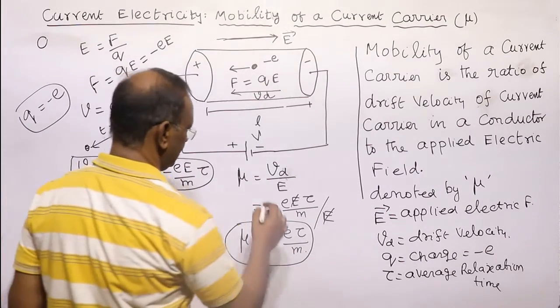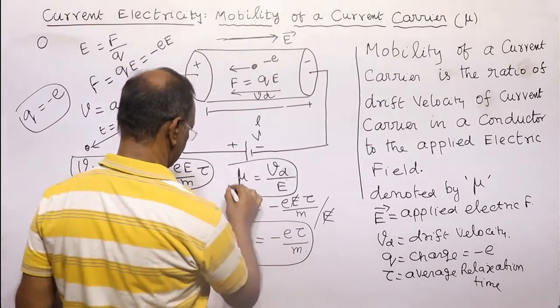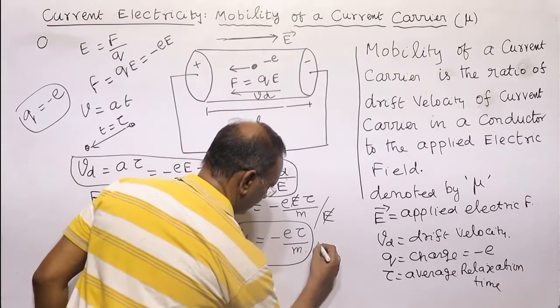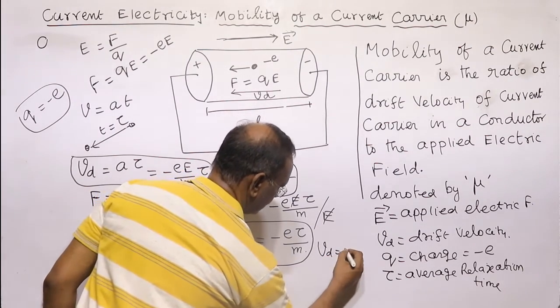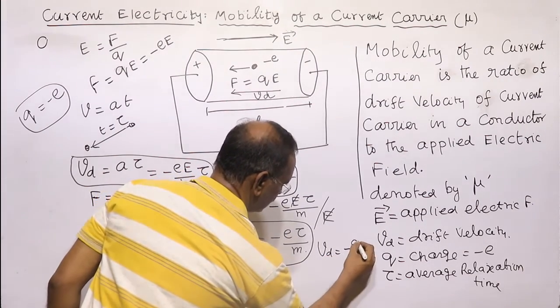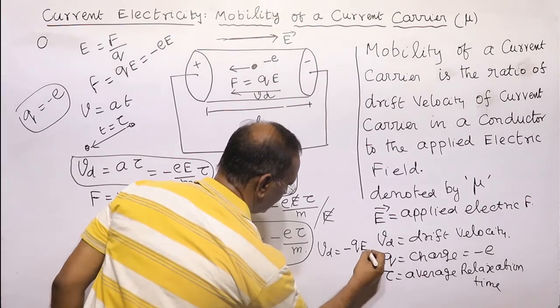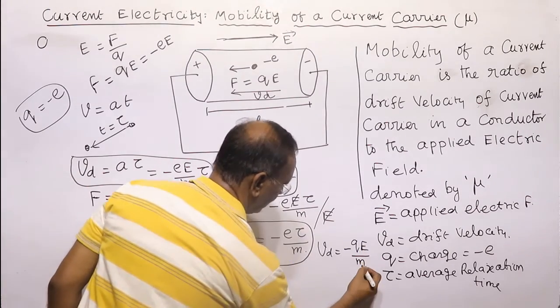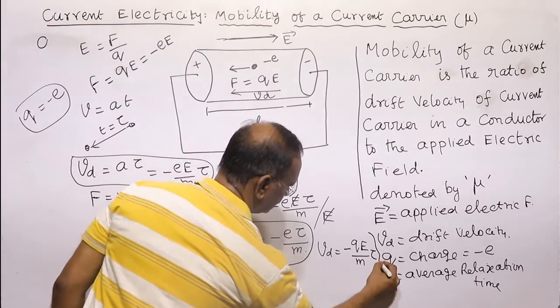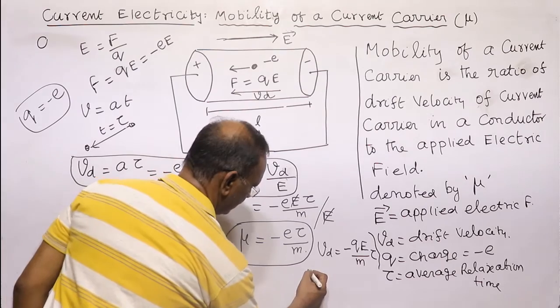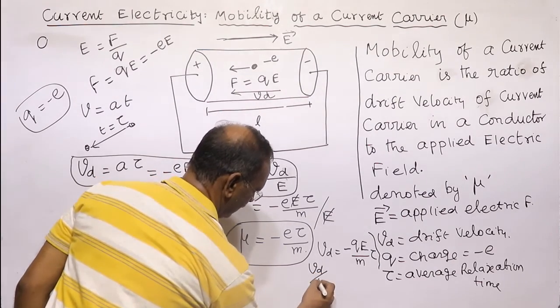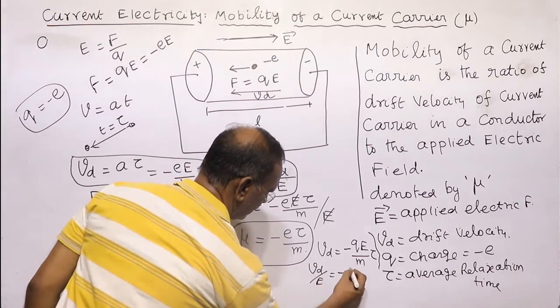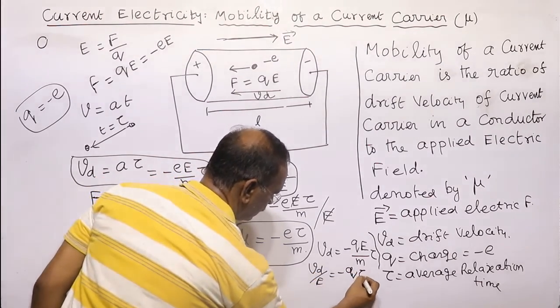Therefore, we can write the expression for drift velocity as equal to minus charge times applied electric field by m into tau. And drift velocity divided by the applied electric field is equal to minus q tau by m.